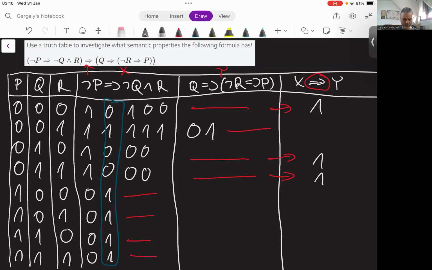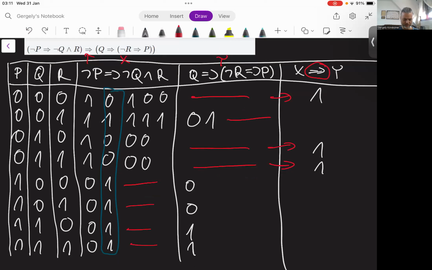So what about the remaining 4 interpretations where Q evaluates to 0, 0, 1, 1? Well, very good. In the 2 interpretations where Q evaluates to 0, we can compute the value of Y similar to the previous case. So in those 3 interpretations, we can immediately evaluate the main formula like that. So 2 more interpretations remain.